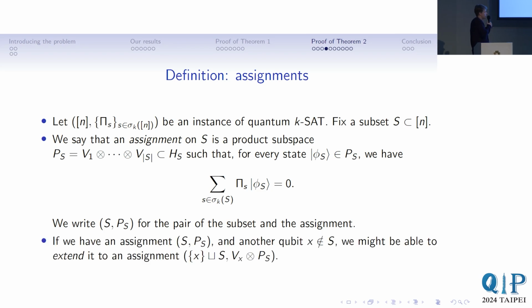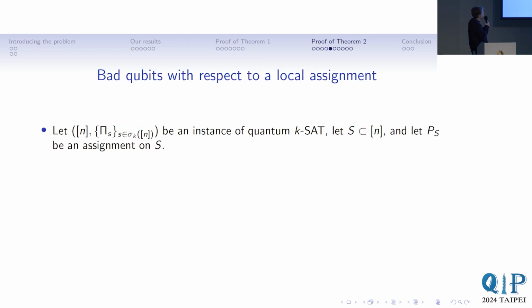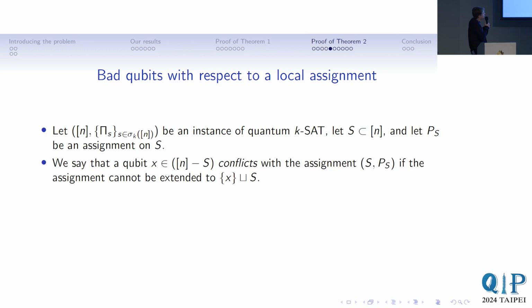So if you have an assignment to some subset of the qubits and some other qubit not in that subset, you might be able to extend it to an assignment on S and this qubit in the obvious way. You pick some subspace of the Hilbert space of that qubit and just tensor it with the assignment. But you might not be able to do this. So there's two ways this can go wrong. If you've got an instance of quantum k-sat and some assignment on some subset, we say that a qubit conflicts with the assignment if you can't extend the assignment to that qubit.